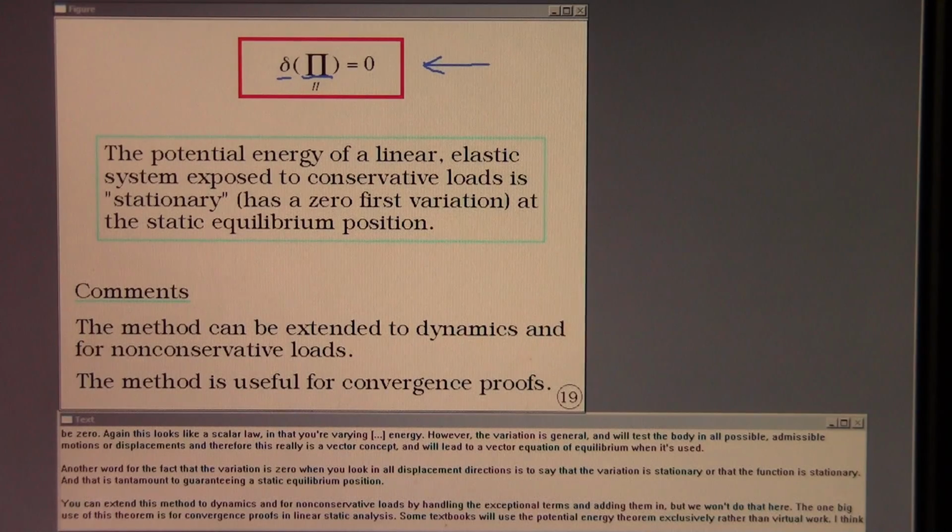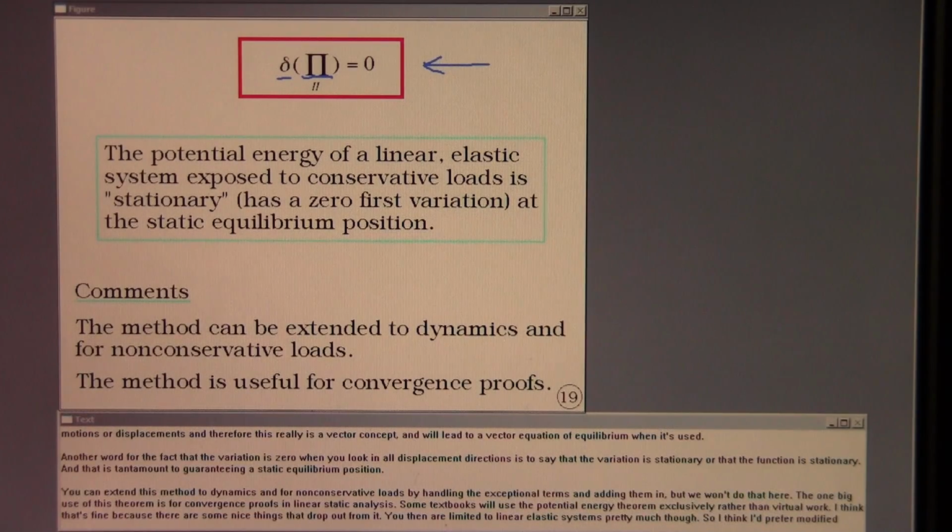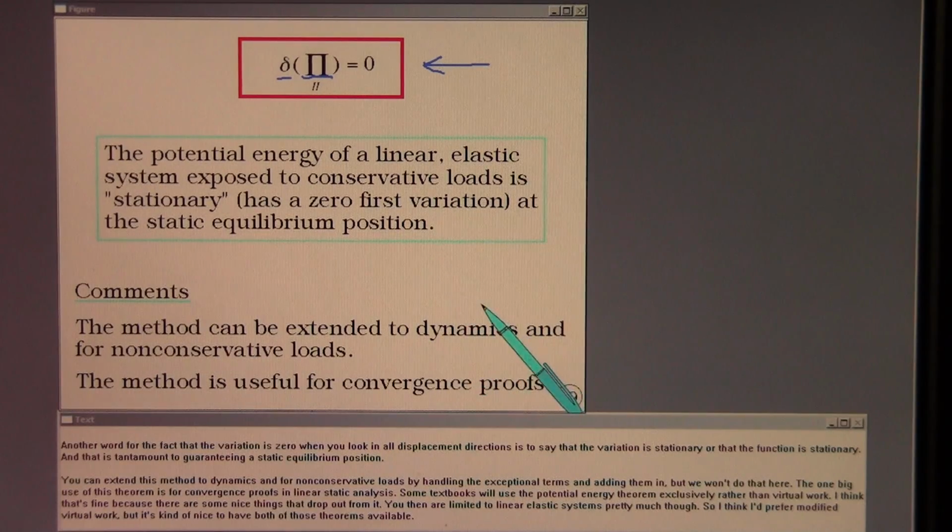Another word for the fact that the variation is 0 when you look in all displacement directions is to say that the variation is stationary, or that the function is stationary. And that is tantamount to guaranteeing a static equilibrium position. You can extend this method to dynamics and for non-conservative loads by handling the exceptional terms and adding them in, but we won't do that here.